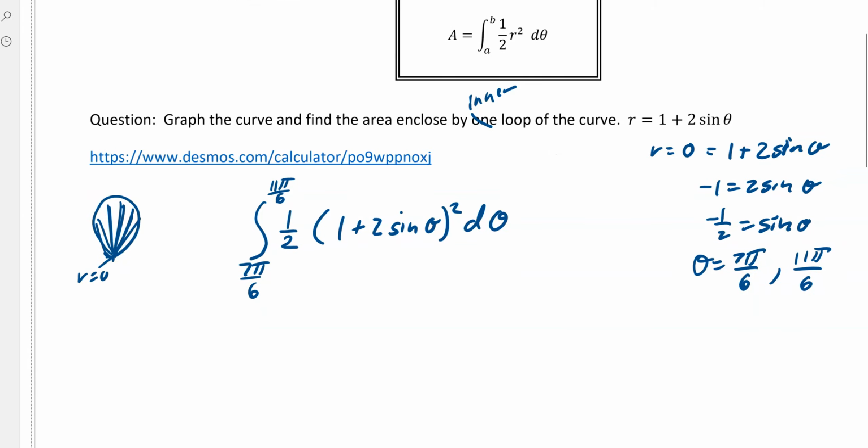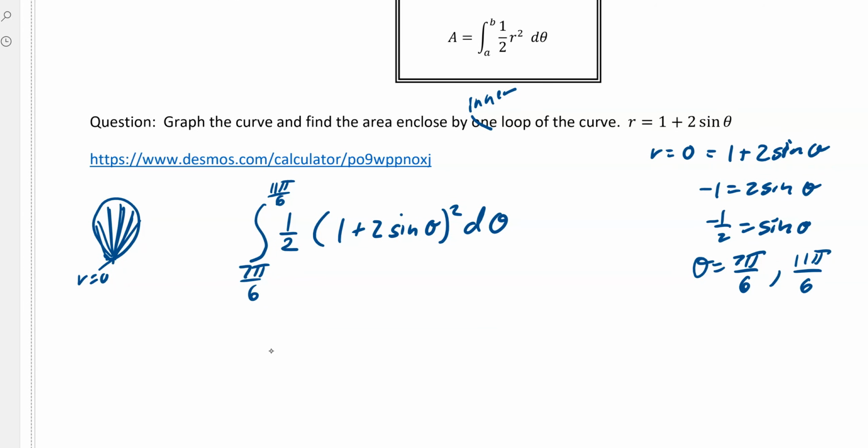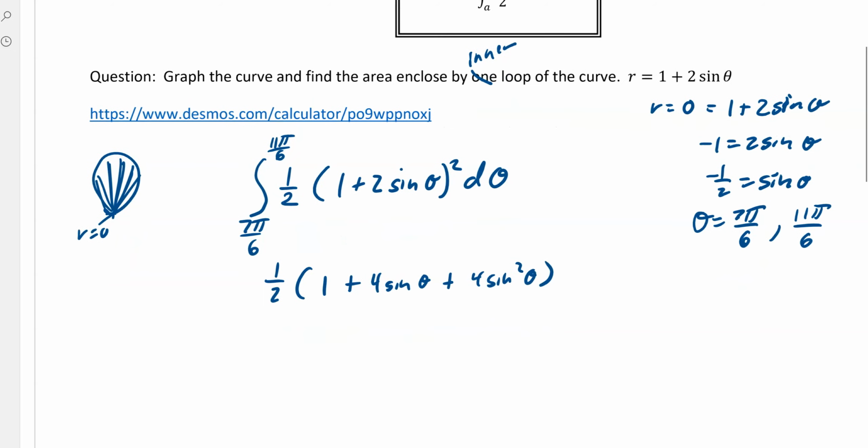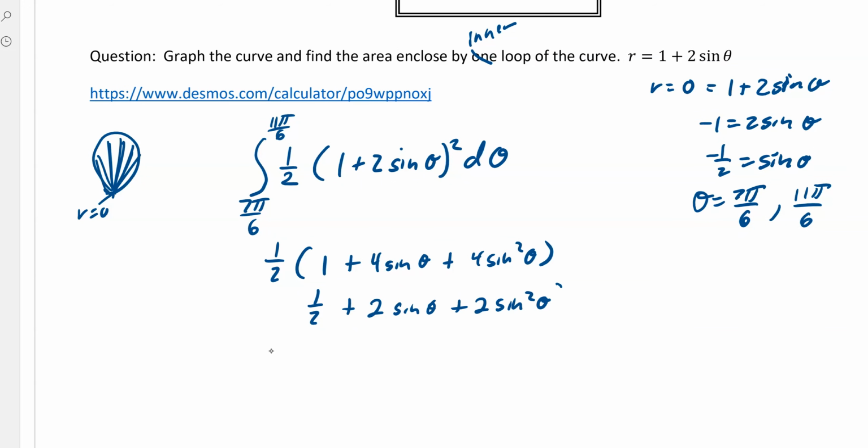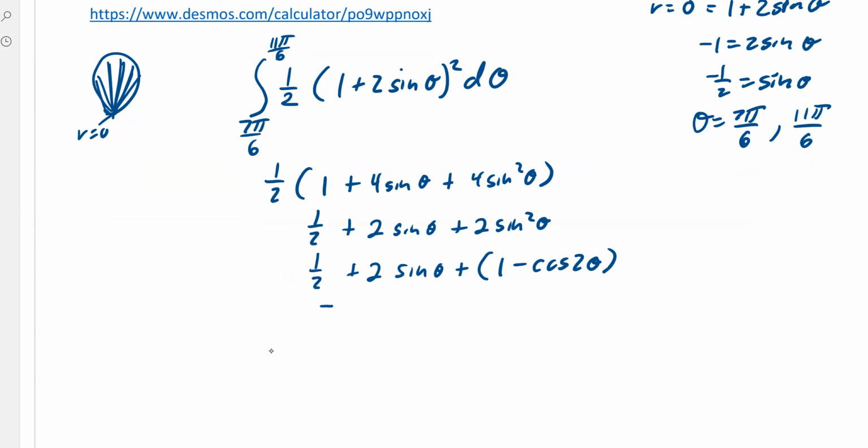Okay, so let's work this out. So we end up with 1/2, and then it's 1 plus 4 sine theta plus 4 sine squared theta. So again, we're going to get that double angle, I'm going to just wait on this until we finish. So we have 1/2 plus 2 sine theta plus 2 sine squared theta. All right, now we can use our cosine double angle. So we have 1/2 plus 2 sine theta plus, and then it's 1/2 of this, but it's already got the 1/2, the 2, so it's going to cancel nicely: 1 minus cosine 2 theta. All right, and then the 1 and the 1/2 make 3/2.